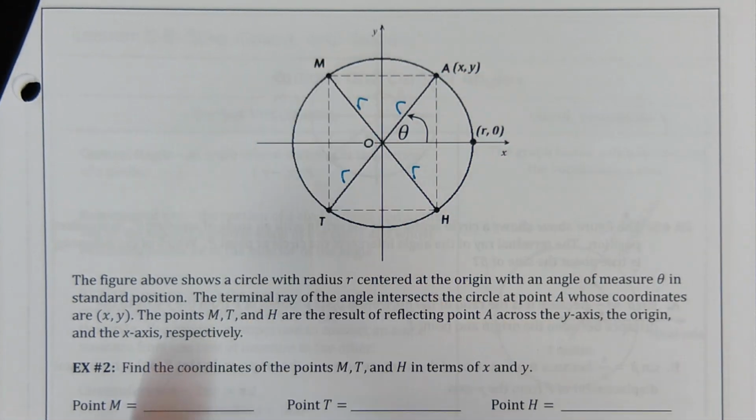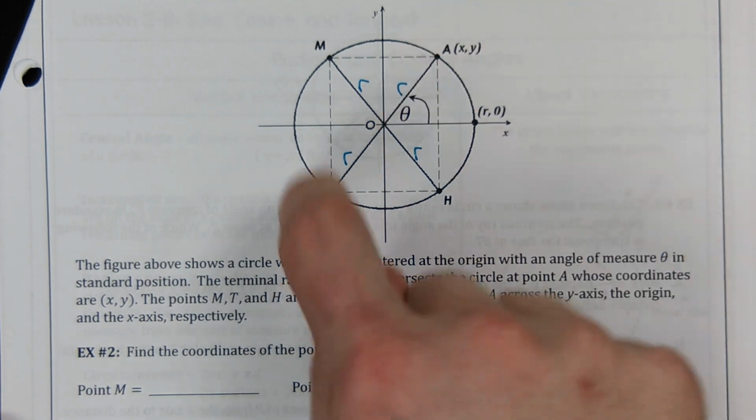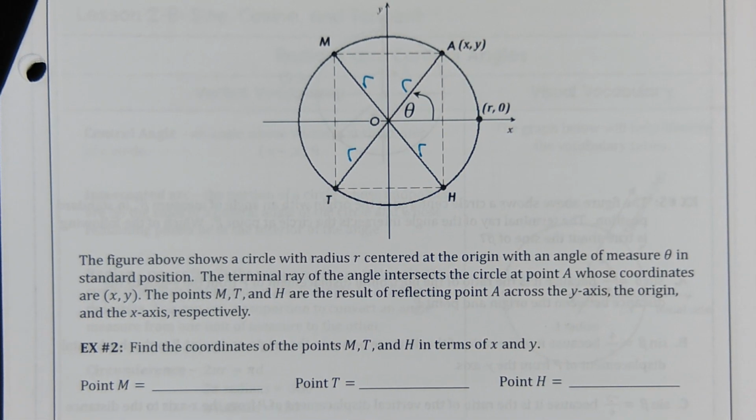So from A to M is reflect over y, from A to H is reflect over x, and from A to T is reflect over both axes, or you could say reflect through the origin. Completely up to you how you want to say it.